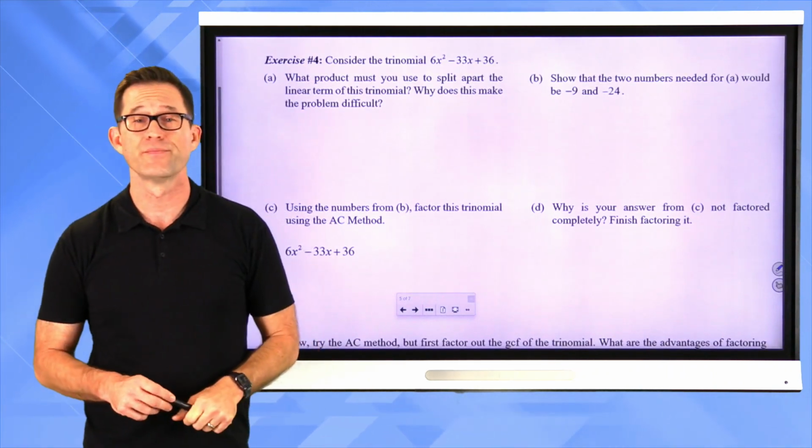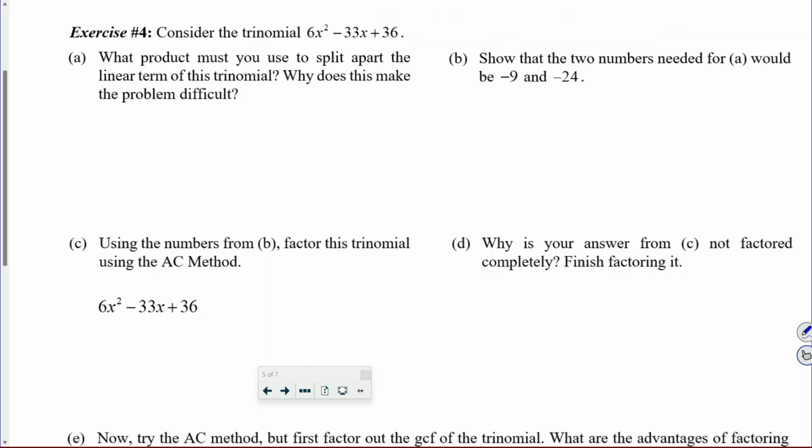Exercise number 4. Consider the trinomial 6x squared minus 33x plus 36. Letter A. What product must you use to split apart the linear term of this trinomial? Why does it make this problem difficult?